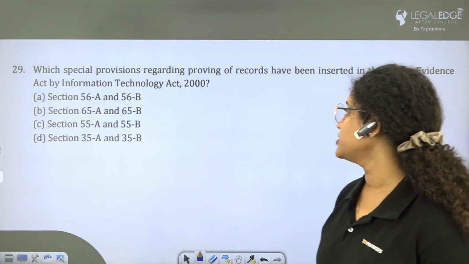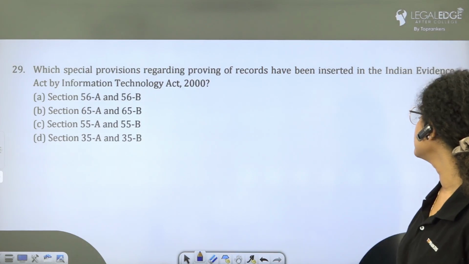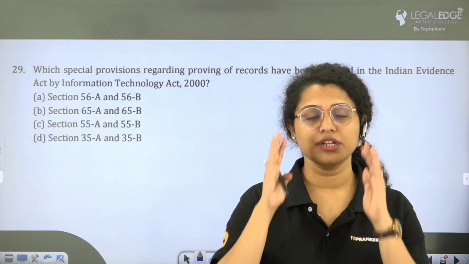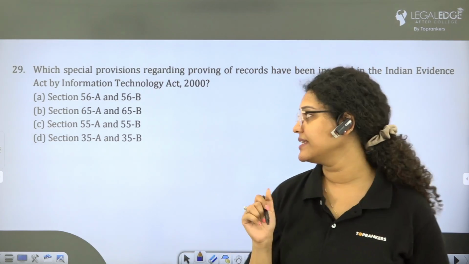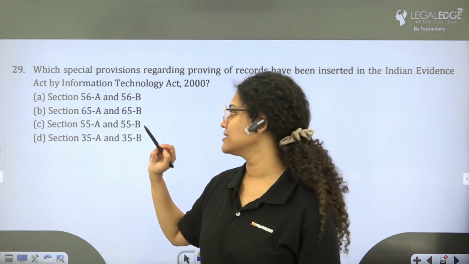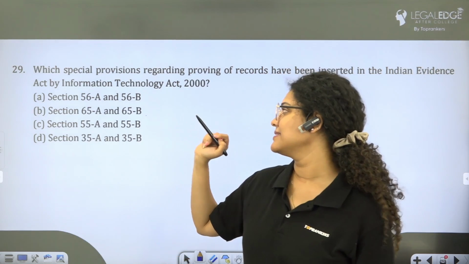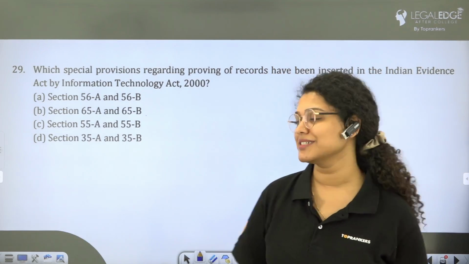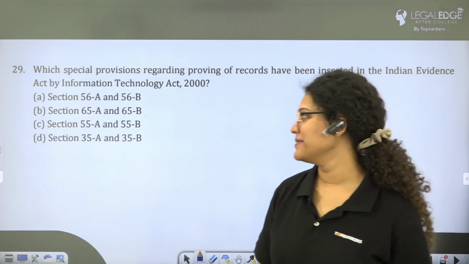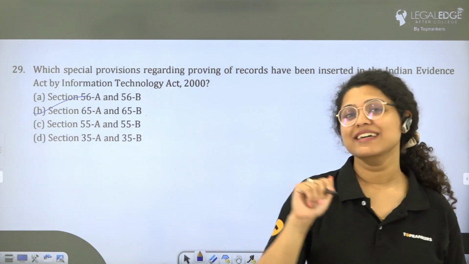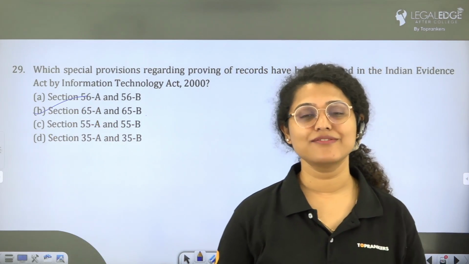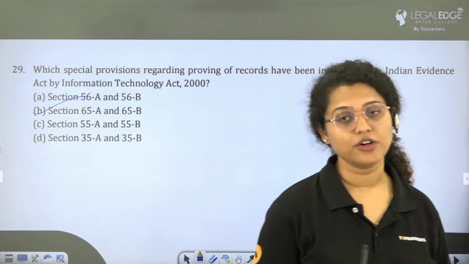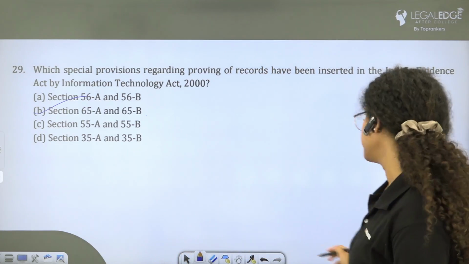Okay. Which special provision regarding proving of records has been inserted in the Indian Evidence Act by the IT Act 2000? So for proving electronic records, which sections were introduced by the IT Act? Section number 65A and 65B, section 56A and 56B, section 55A, 55B, or 35A, 35B. What is the answer? I actually said the answer at the very beginning. So your answer is section 65A and 65B, which were introduced after the Information Technology Act 2000 came into force, for proving of electronic documents and electronic records.